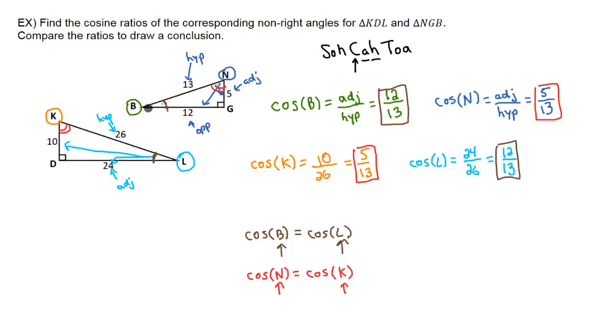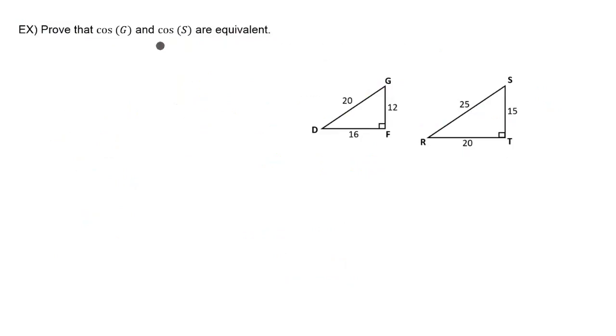So then we could also say that these two triangles will be similar because by angle, we've proven that they're similar. And there's my similarity statement. Triangle KDL is going to be similar to triangle NGB by the angle similarity postulate.